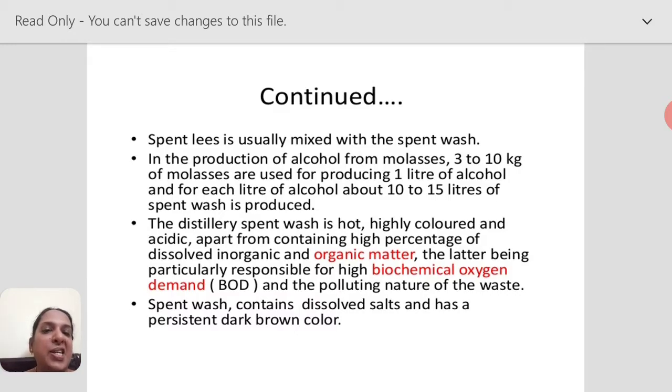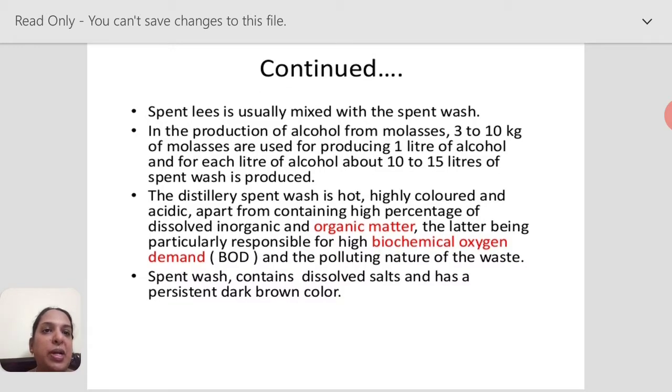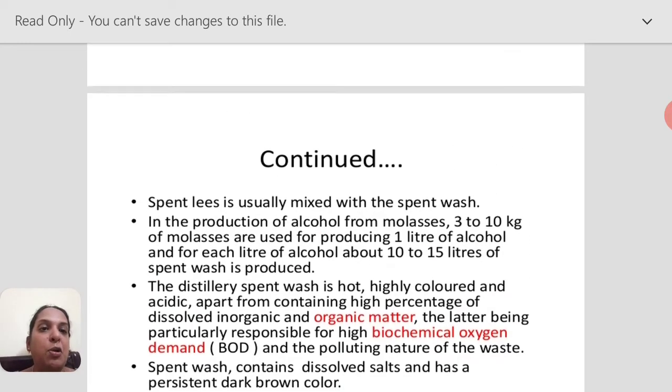And the distillery spent wash that is produced, as we already saw, has a high temperature. It is very hot, highly colored and acidic. Apart from containing a high percentage of dissolved inorganic and organic matter, we know that organic matter is the main source of biochemical oxygen demand as well as the polluting nature of the waste. The spent wash also contains dissolved salts and has a persistent dark brown color.